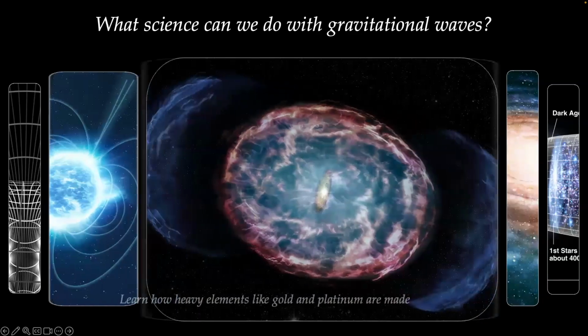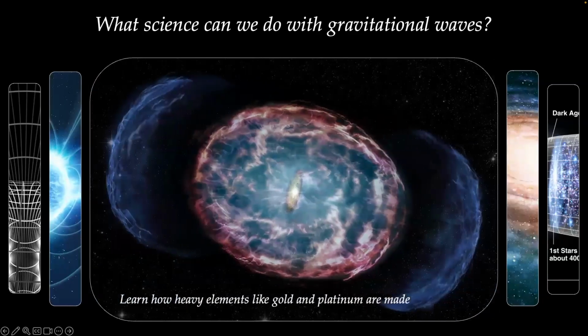Another thing we can do is learn how really heavy elements like gold, platinum, uranium, and plutonium are all formed. What you're looking at over here is a kilonova. It's kind of like a supernova, but slightly smaller, and it happens with neutron stars. When we have these events in the universe, our gravitational wave detectors can detect them, and then we can point our telescopes at the sky and learn about it.